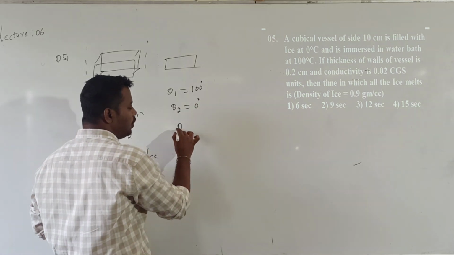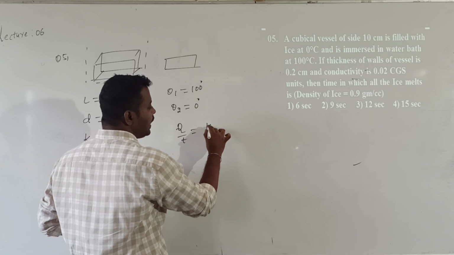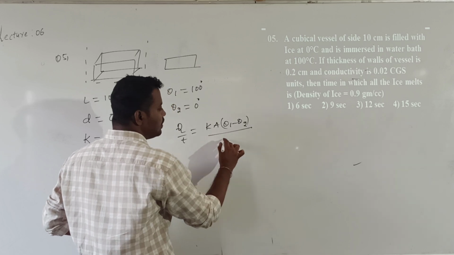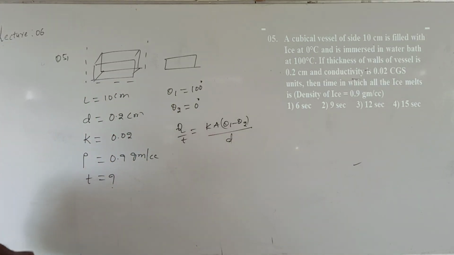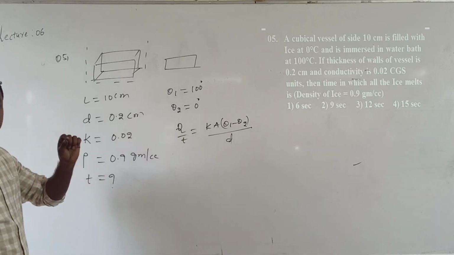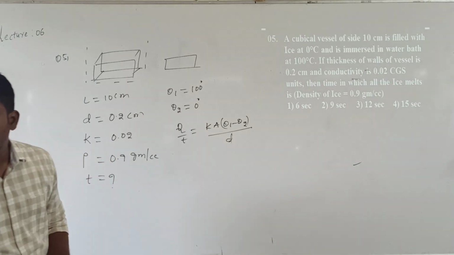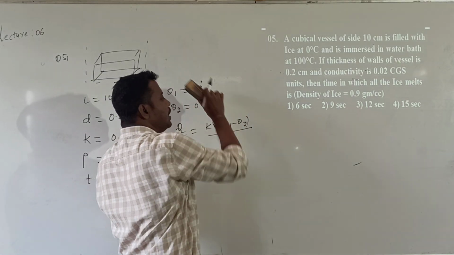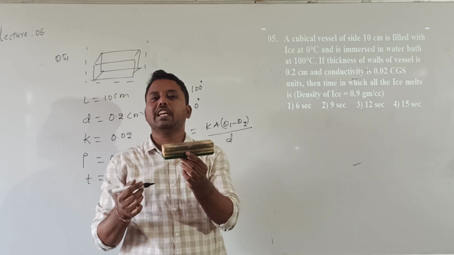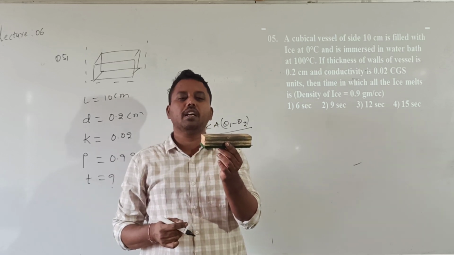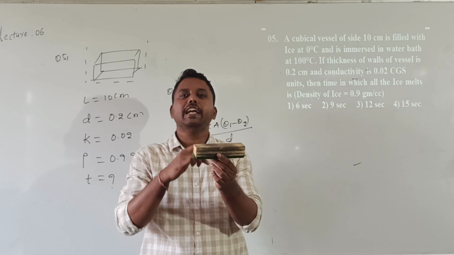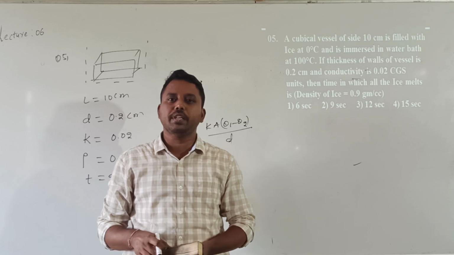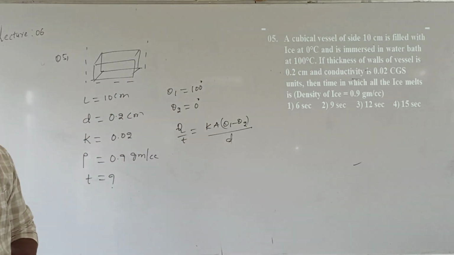So what is the rate of heat flow formula? Q by t is equal to K into A into theta 1 minus theta 2, divided by D. Here, instead of length, we will call it thickness. Heat will be escaping from that hot box. If it is a cube, it is a three-dimensional diagram. Heat is escaping, so for the escaping heat we need to consider the thickness of the walls. That thickness value we call D.